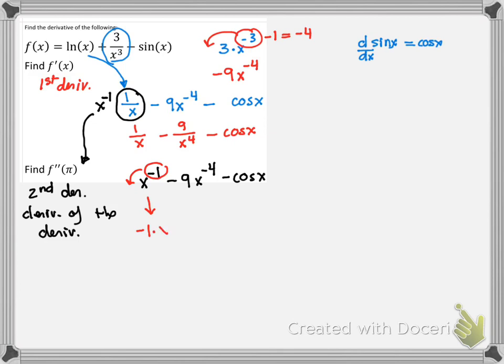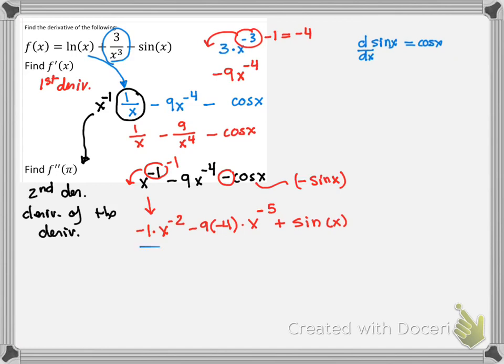Negative 1 times x to the negative 2, because we'll subtract 1, minus 9 times a negative 4 times x to the negative 5. The derivative of cosine is negative sine. I already have a negative, so these two negatives create a positive sine of x.